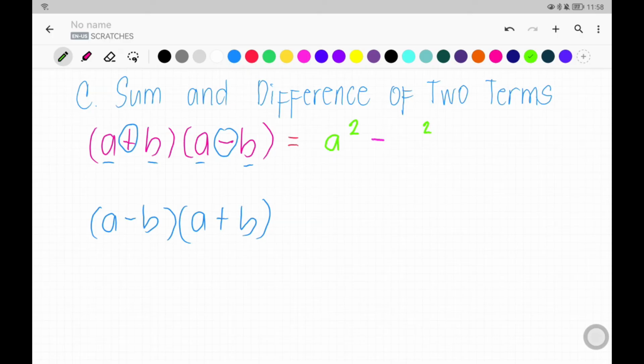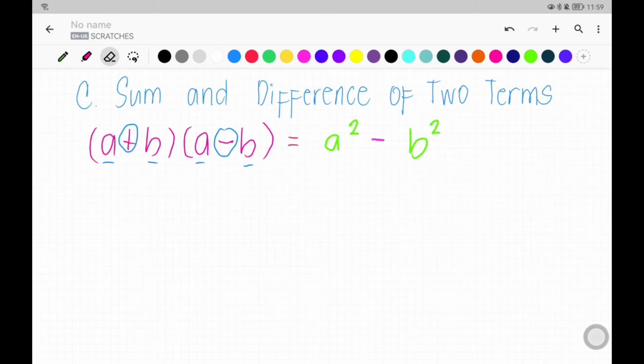Parehas naman sila B. So, i-square na lang natin. Square na lang natin yung B. Yun, ganun lang. They are just the same. This follows. This follows also. Yun, parehas lang yun, ha? Okay, so, burahan ko na lang to. So, same lang naman yan. Walang pinagkaiba. Okay? Multiplication is commutative.